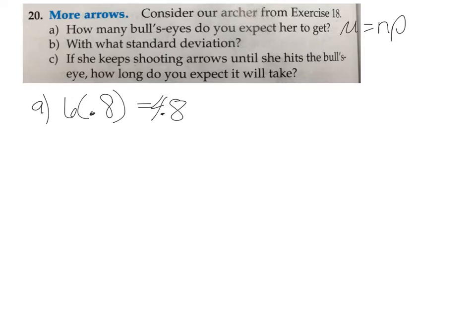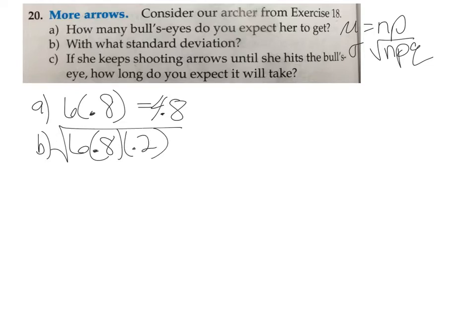And then with what standard deviation? That's using our formula, square root of npq. So B is 6 times 0.8 times 0.2, square root of all that. When I plug that into the calculator, I get 0.9798 or 0.98.